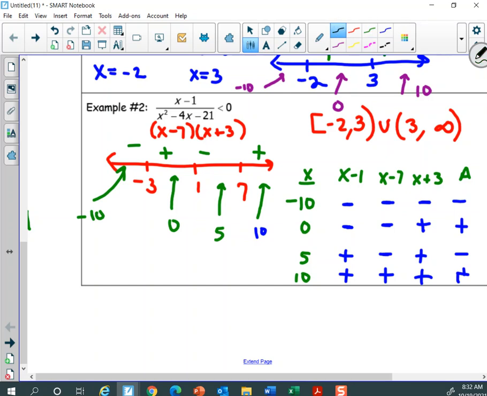So my answers are my negative sections. Less than 0 means I want my negatives. So -infinity to -3 and 1 to 7. Everybody's curved because there's no equal sign. So everybody gets a curve. Those are the easiest ones because you don't have to think as hard about what to write. You're just like, okay, curves for everybody. -infinity to -3, 1 to 7.